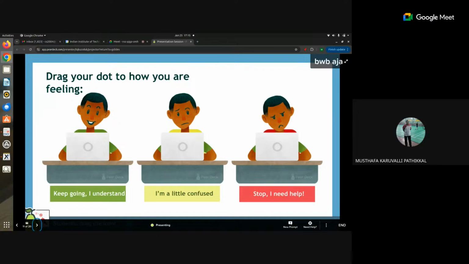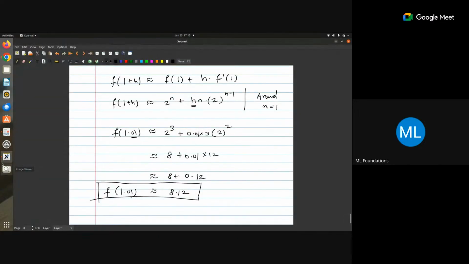Just one doubt. See, he's asking for f of 1.01 to the power of 3. Only thing is, we are saying that in the previous question x was something, and somehow at the end of the day you are trying to figure out what 2.01 to the power of 3 is, even though in the question it is f of 1.01. So we are assuming that there is an additional 1 there, right?